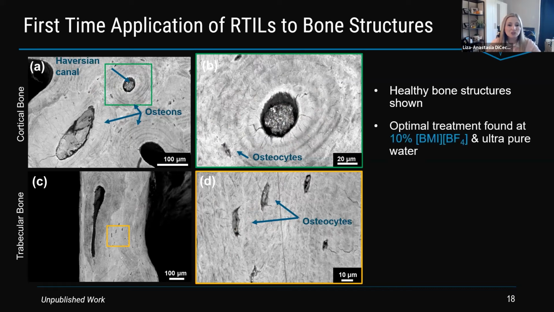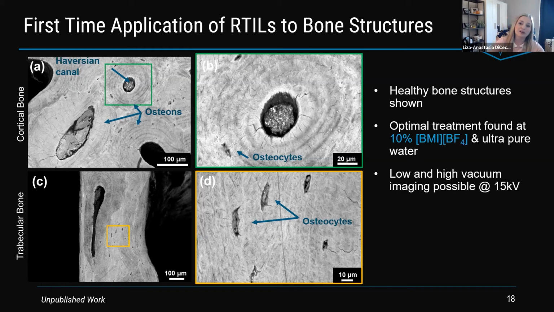We did find an optimal treatment. This is the treatment that behaved the best. It didn't have pooling, or liquid pooling at the surface, for instance. It imaged quite well, very consistently. We were able to use this in both low and high vacuum imaging conditions at a normal voltage of 15 kV. This was one of the first studies we did in high vacuum, so we wanted to take a lot of baby steps and make sure everything was going to be safe along the way. So we did low vacuum, then did our observations, and then switched to high vacuum.